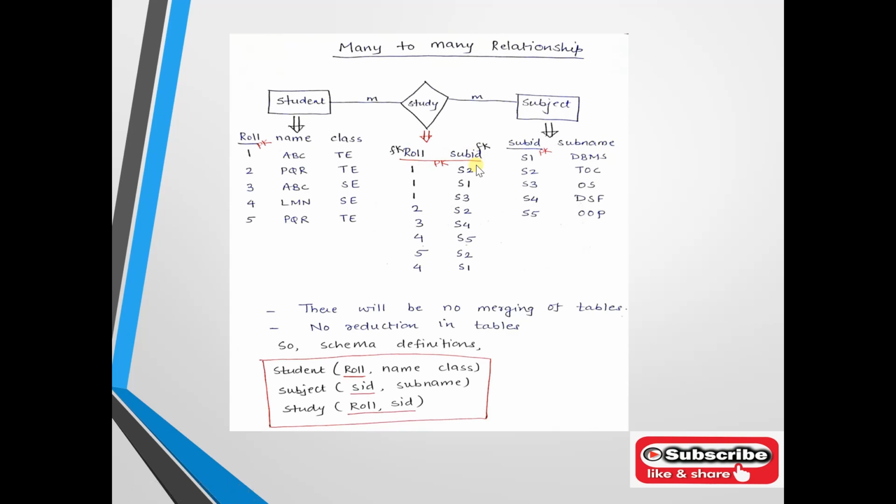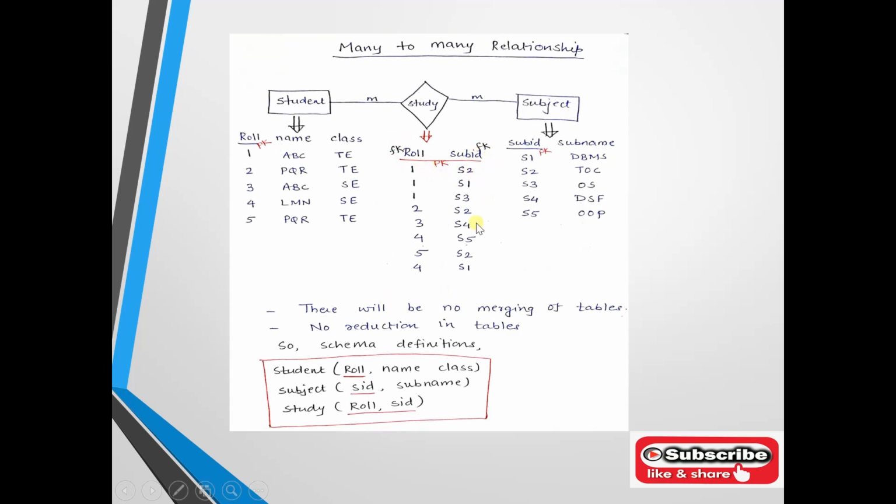But what about the primary key of the study table? When we are talking about a many to many relationship set, we have to take the union of roll number and subject ID as the primary key for the study table. The whole will act as a primary key. That is nothing but our composite primary key. So roll number and subject ID together will identify records uniquely.